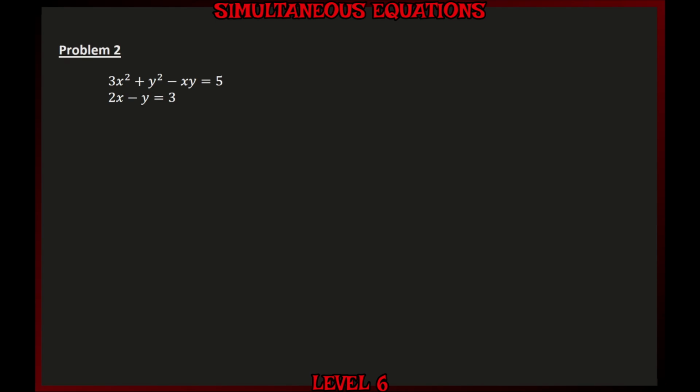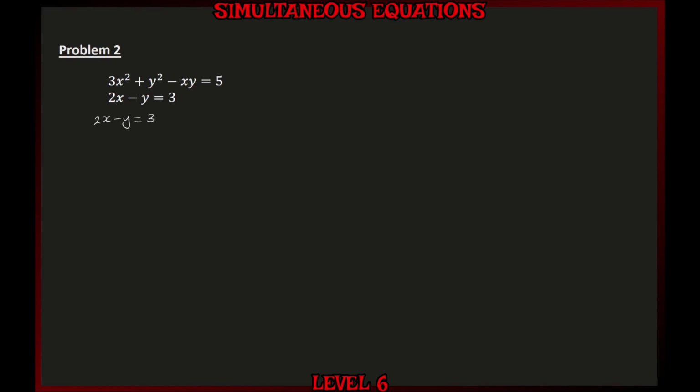In problem 2, we're solving 3x squared plus y squared minus xy equals 5 and 2x minus y equals 3. Now we have a non-linear and a linear equation here, so we need to solve these by substitution. And to start, we need to rearrange the linear equation so that either x or y is the subject. So our linear equation, 2x minus y equals 3, can easily be rearranged to make y the subject.